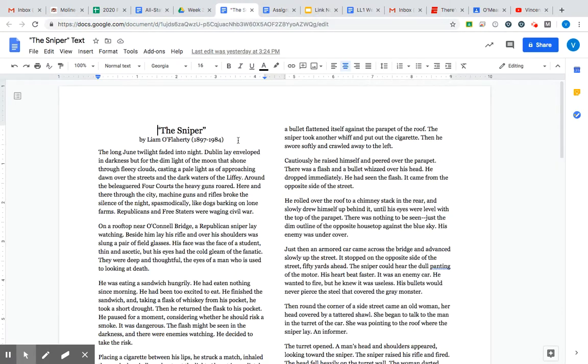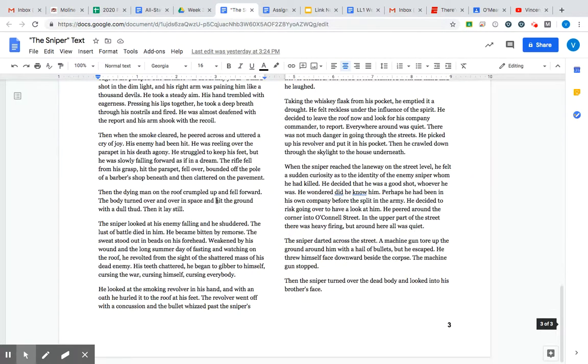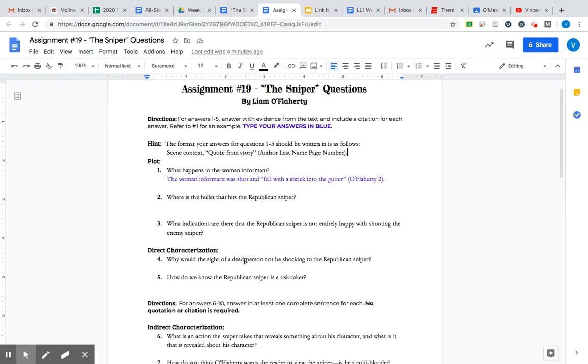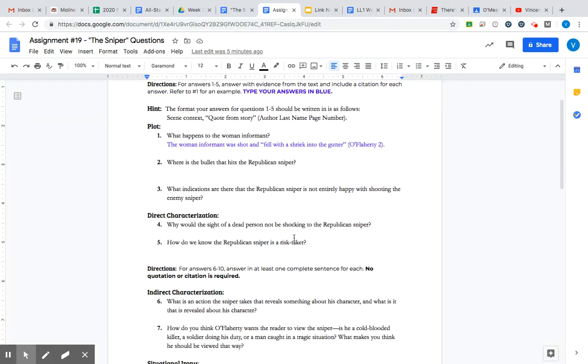Remember, you need to have read The Sniper, a 3-page short story, before you can do this assignment. Try your best on this assignment as always, but especially this time because you're going to be writing a paragraph based on The Sniper very soon. Having some strong answers here could help you later on when you are writing your paragraph, looking back, seeing some potential quotes, seeing some potential topics to talk about. So this could be a great resource down the line.